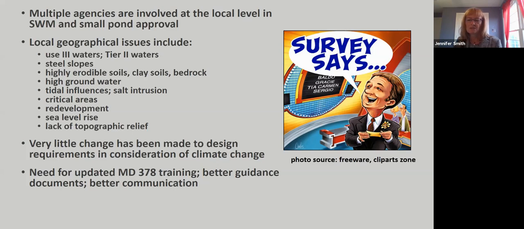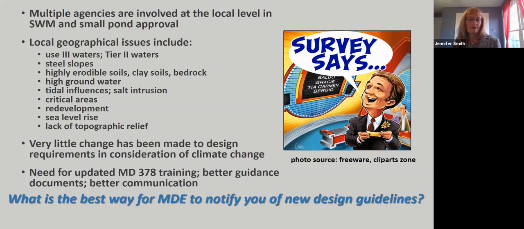And very little change has been made to design requirements in consideration of climate change, but at least 5 jurisdictions have done something. There is a general need across the state for updated Maryland Code 378 training, and only about 58% of you are familiar with Dam Safety Division's new criteria. Obviously, MDE needs to do a better job disseminating the information. So what is the best way for MDE to notify you of any new design guidelines?